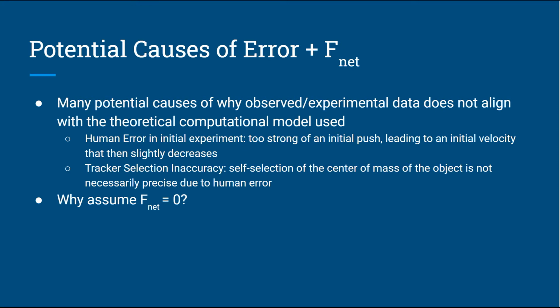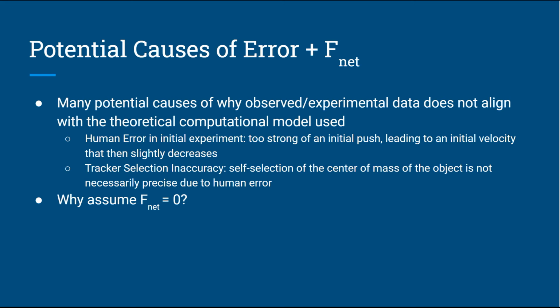This experiment does have many potential causes of why observed experimental data does not align with the theoretical computational model used. For example, human error in the initial experiment. I used too strong of an initial push, which led to an initial velocity that then slightly decreased, instead of a velocity that maintained perfectly constant. Also, tracker selection and accuracy. Self-selection of the center of mass of the object is not necessarily precise due to human error. Just because of the nature of this program, there is a potential for error.